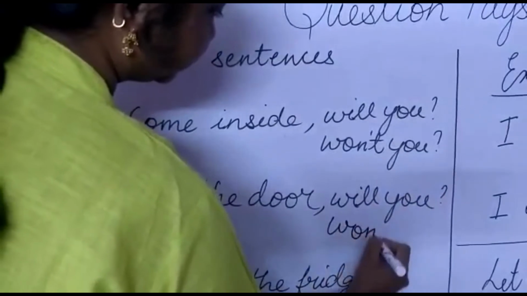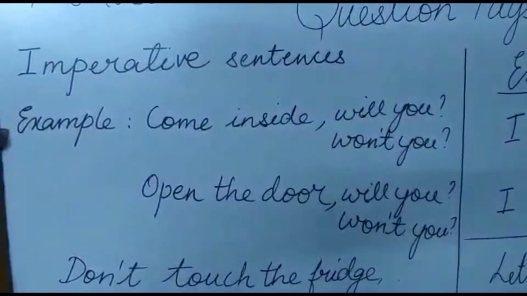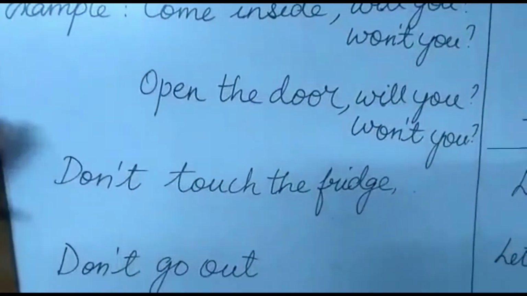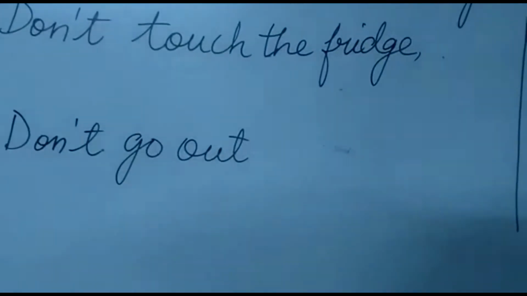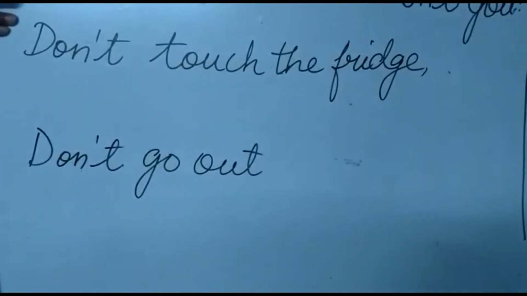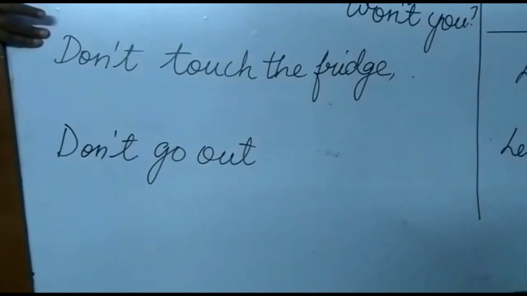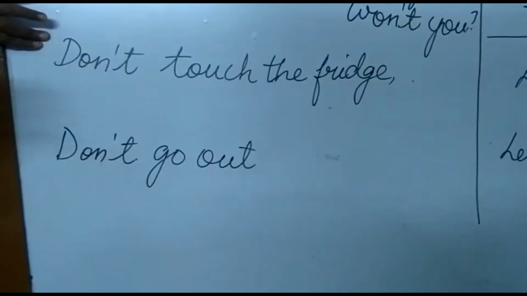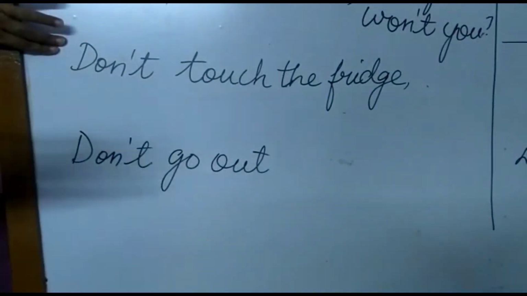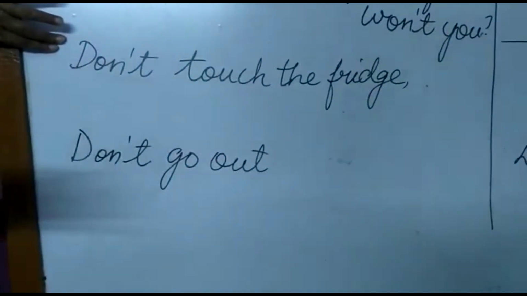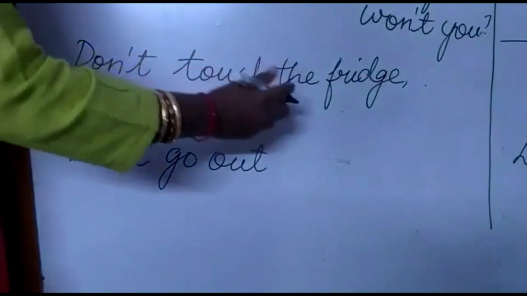Won't you? Now here, see this: "Don't touch the fridge." Here, when the word "don't" comes in a sentence or a statement, whenever there is a don't or none or nothing, it is understood that it is a negative sentence or a negative statement. So for a negative statement, what are we adding? We are adding a positive question tag. Here you won't say "do you." You will say, "Don't touch the fridge, will you?"